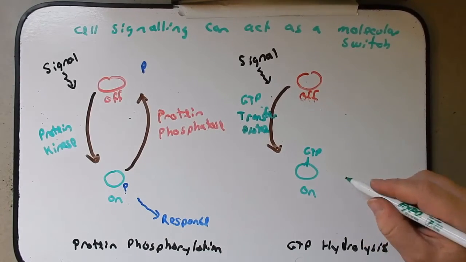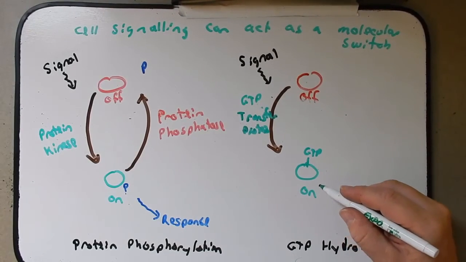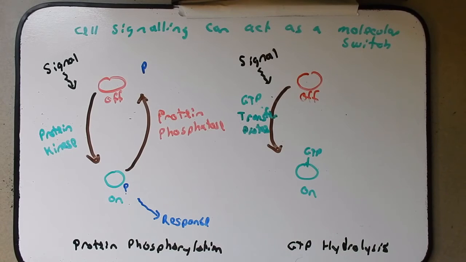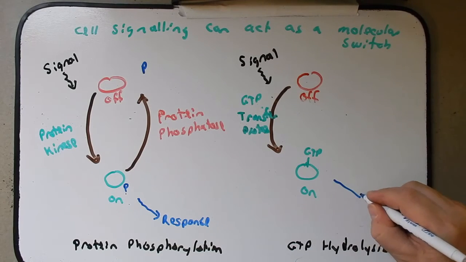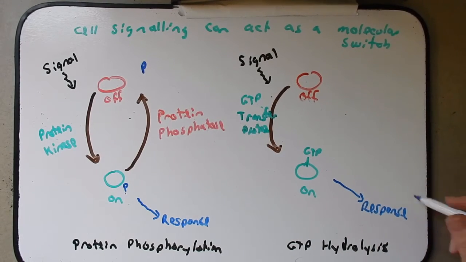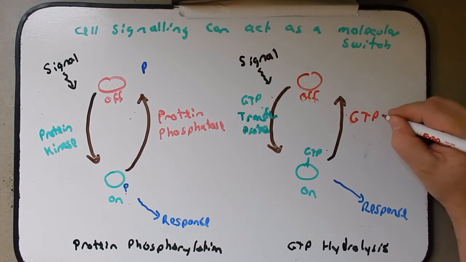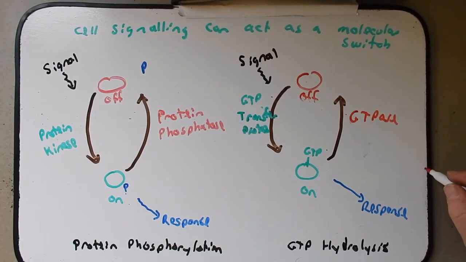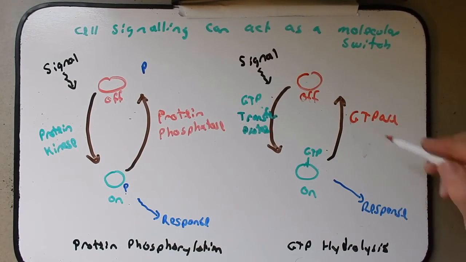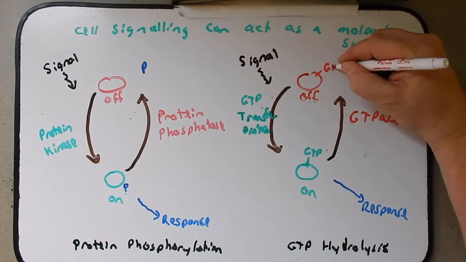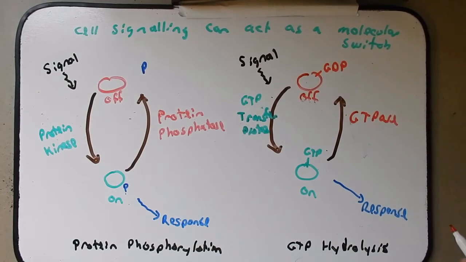So now it has GTP on, it's active, it's on, and we will get a desired response. But we don't always want that response on, so there will be a time when we want to turn it off, and a GTPase will be activated to hydrolyze this GTP, leaving only GDP bound to it in its inactive or off state.